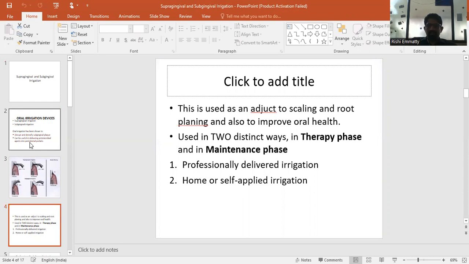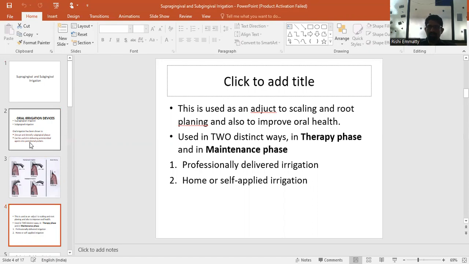In the therapy phase, mainly the antimicrobial agents are delivered locally rather than as systemic medication. As we discussed earlier in our treatment plan classes, phase 1 is therapy, and phase 4 is the maintenance phase. So for maintenance, subgingival or supragingival irrigation is done. Two methods are used. One is professionally delivered irrigation, where the patient comes to the clinic and we do the local subgingival or supragingival irrigation. The other is home or self-applied irrigation that the patient does by himself or herself at home.